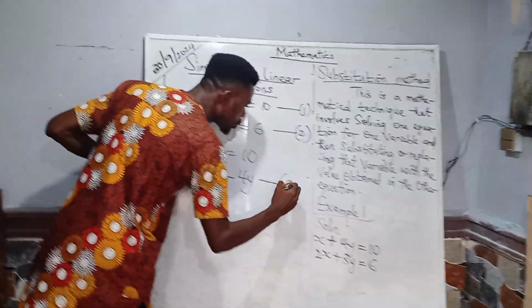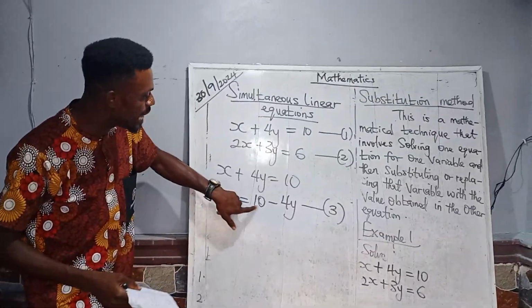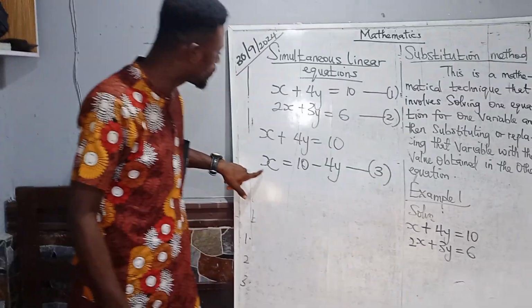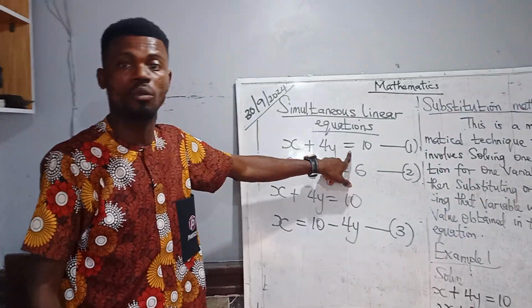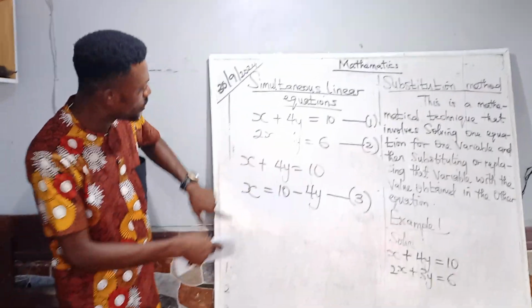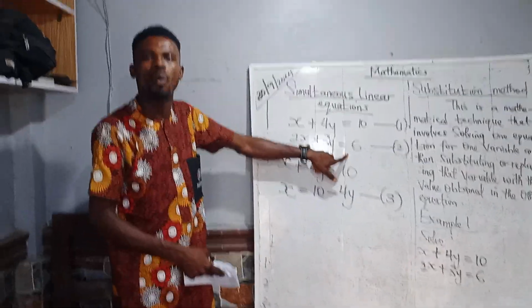I call this equation 3. So I've gotten the value of x to be 10 minus 4y from equation 1. Now what's next? I will substitute this value of x that I've got from equation 1 into equation 2. That means I will replace x with 10 minus 4y in equation 2.